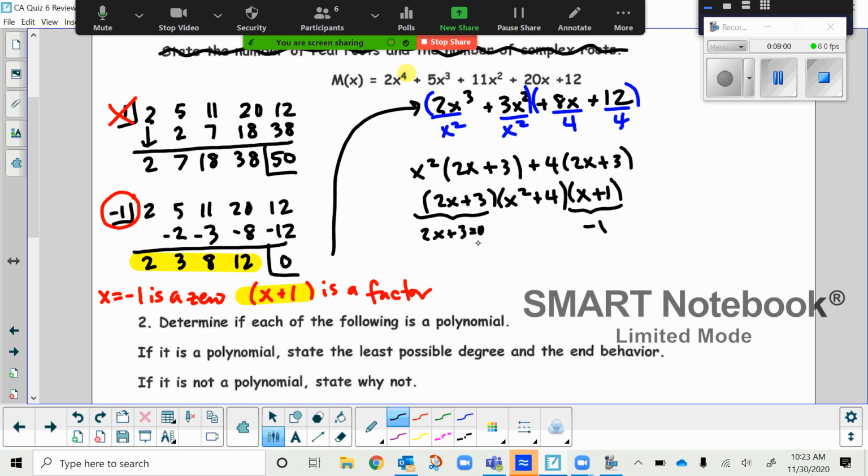So I subtract 3 from both sides. And then I divide by 2. So x equals -3/2.